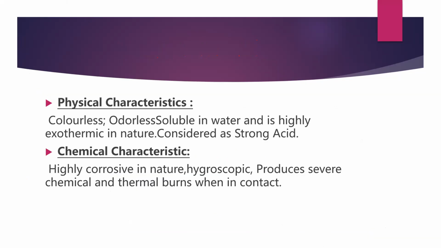Some physical and chemical properties of sulfuric acid. Physical characteristics: colorless, odorless, soluble in water, highly exothermic in nature, and considered a strong acid. Chemical characteristics of sulfuric acid: highly corrosive in nature, hygroscopic, produces severe chemical and thermal burns when in contact.